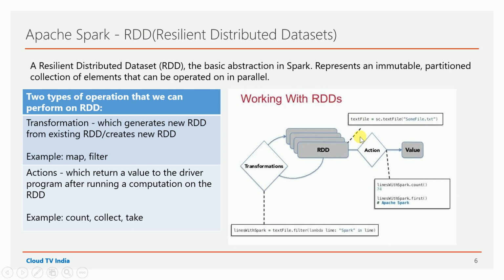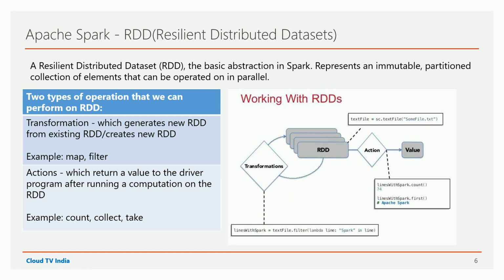I want to filter a few lines which have the keyword Spark in the line. I want to take only the lines which have the word Spark, so I can do the filter operation. That filter operation is called a transformation. When you do the transformation, you get a new RDD. So the lines with Spark is another RDD derived from the text file RDD. Every time you do a transformation on an RDD, you get a new RDD.